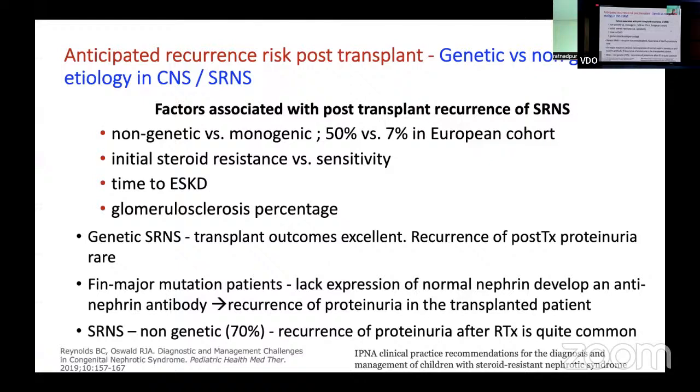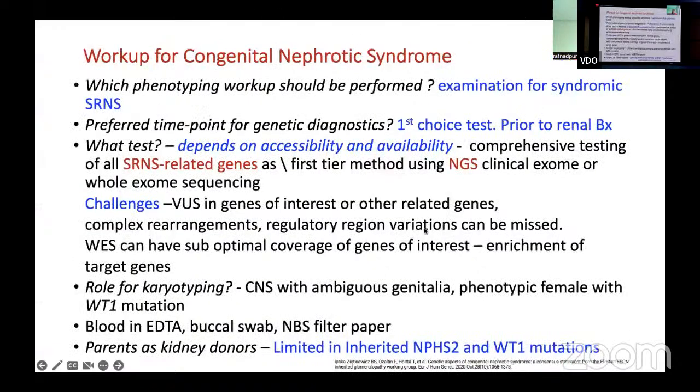So that is the information and the relevance of having a genetic test for these patients. So what is the kind of workup we are going to do for congenital nephrotic syndrome? It starts from examination because you can look for extrarenal manifestations. The preferred time of genetic diagnosis is at first point of contact prior to the renal biopsy.